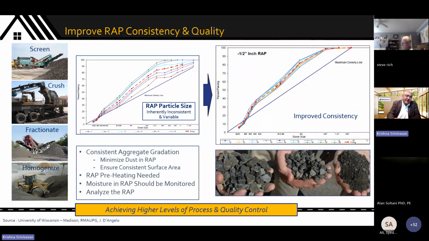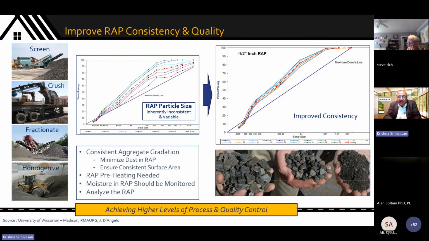Left-hand side of the screen, you can see some very standard operations. Those of you who are in plant operations know all of this already. You've got a RAP pile that was dug up from roads. You screen it for foreign material. You crush it. I use the word crush very loosely. You're not actually breaking stone. You're splitting it. So you're breaking through the aged RAP bitumen or binder, trying to preserve as much of that aggregate as possible. And then you fractionate it.